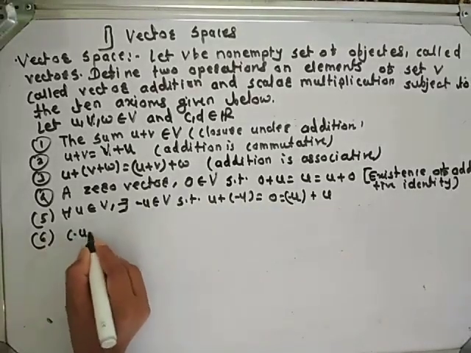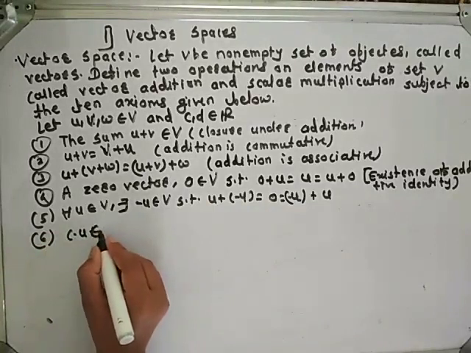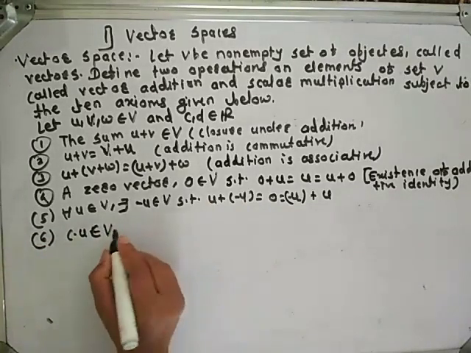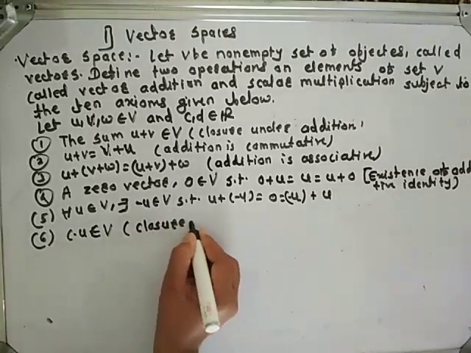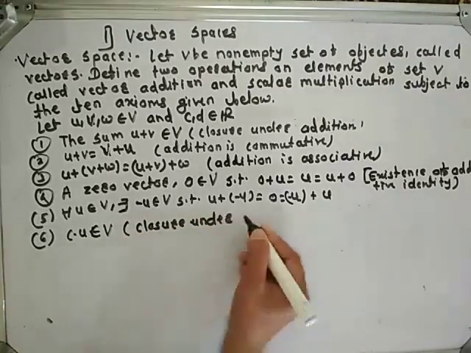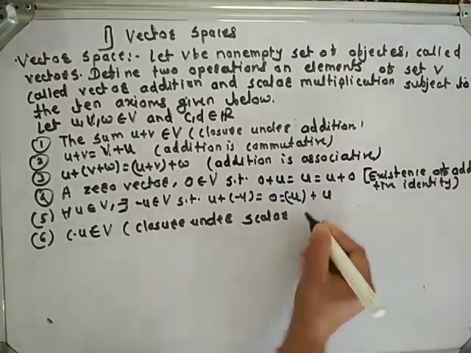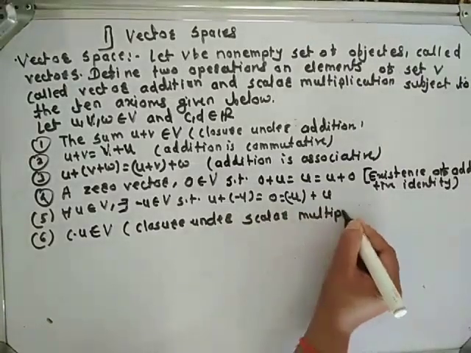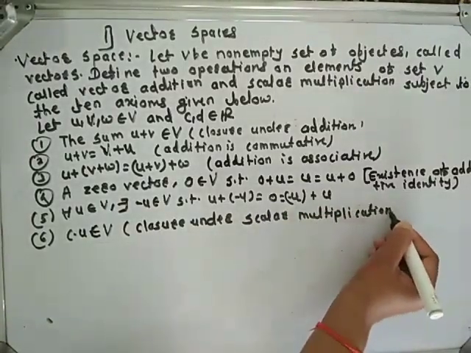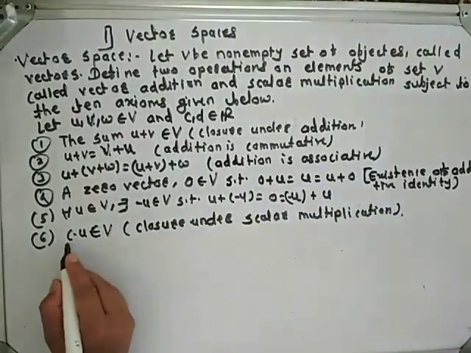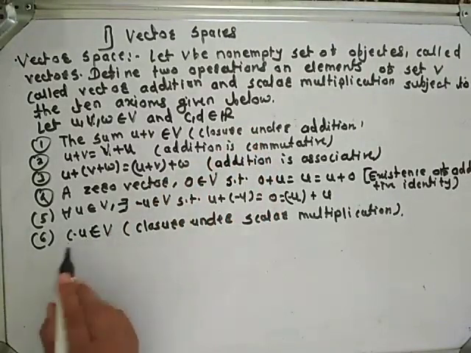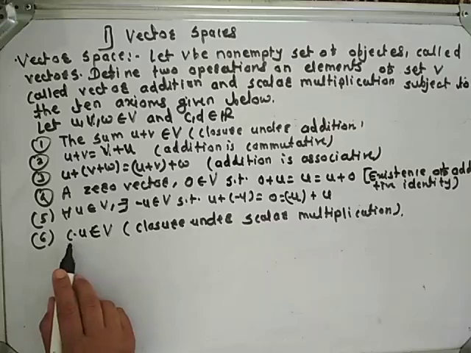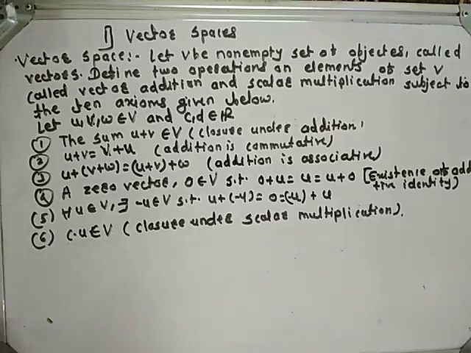The sixth is c into u belongs to V. Closure under scalar multiplication. It means that if you take any scalar which belongs to R and any vector which belongs to V, and take the product of these two, this product is in V. This property is closure under scalar multiplication.